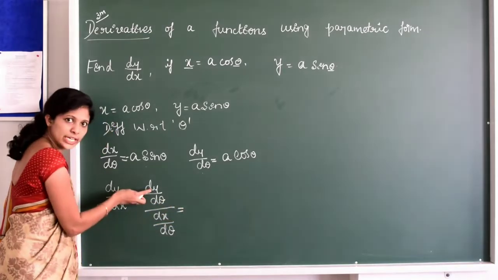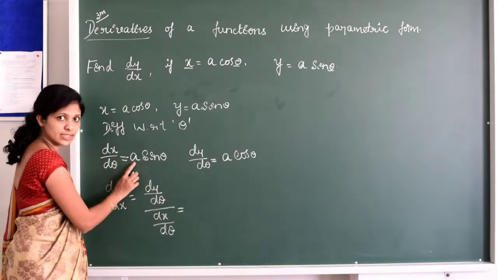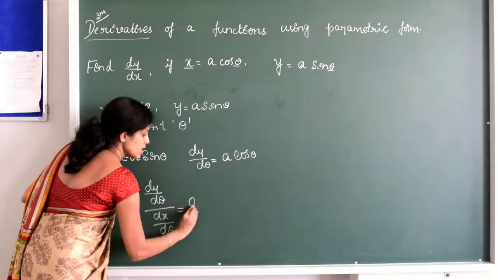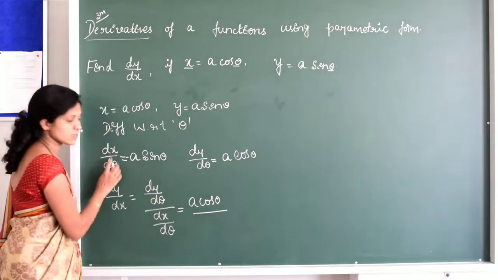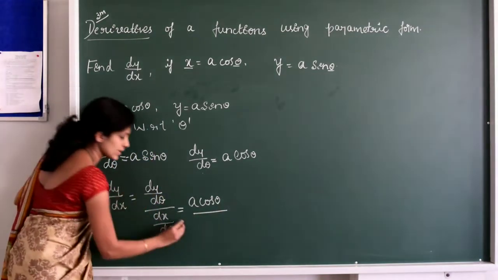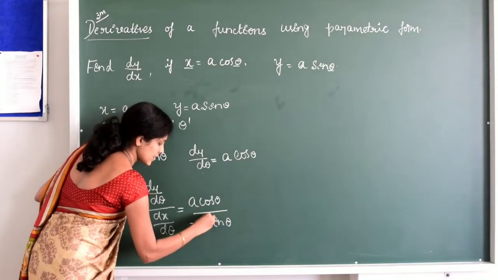So this is equal to dy by dx. What is dy by dx? It is a cos theta, not a sin theta. Remember, this will be a cos theta. So this is now a cos theta divided by dx by d theta, which is minus a sin theta. By this I can cancel a and a.